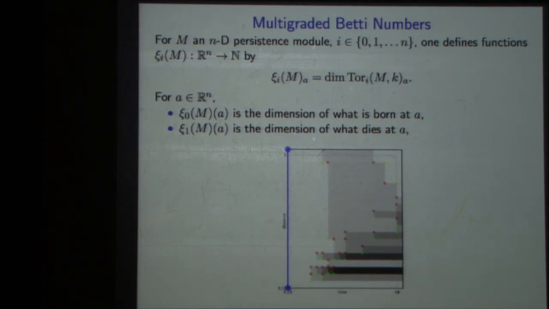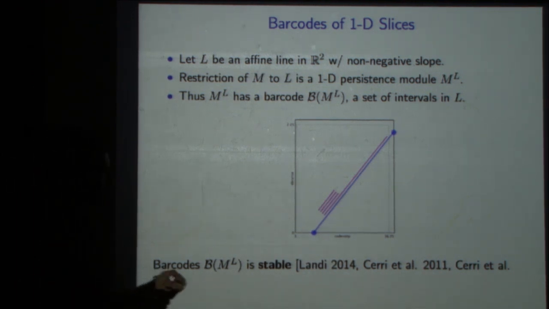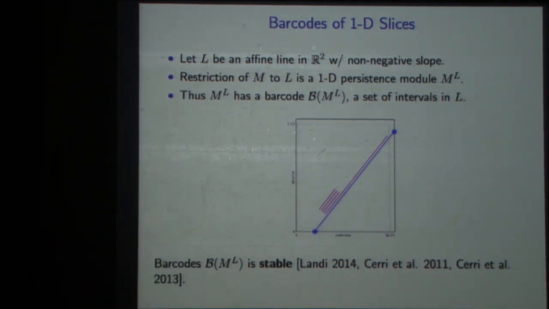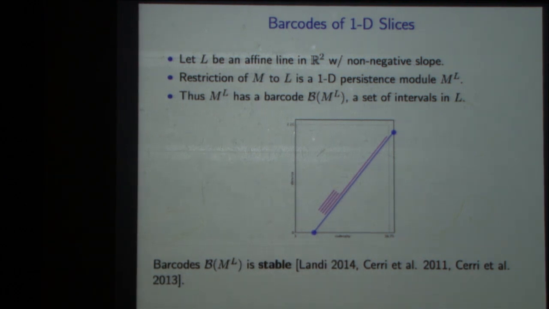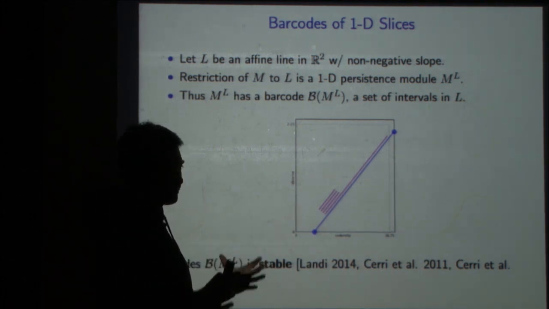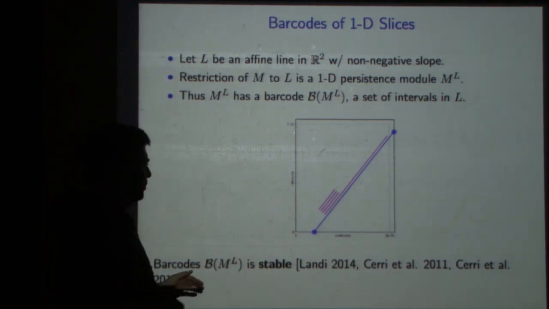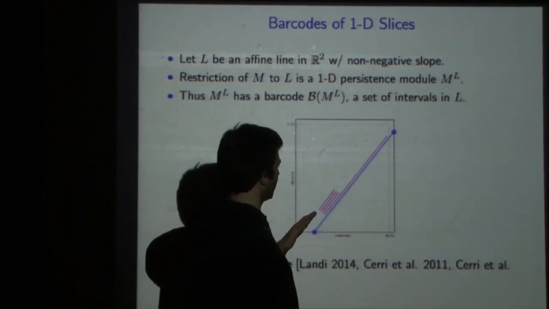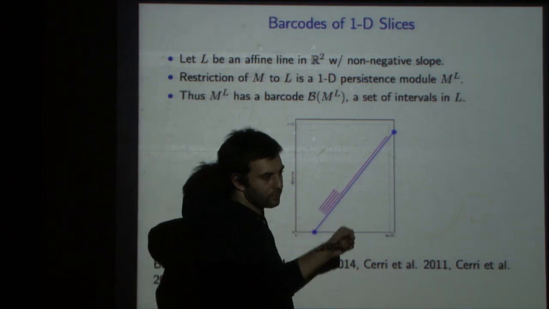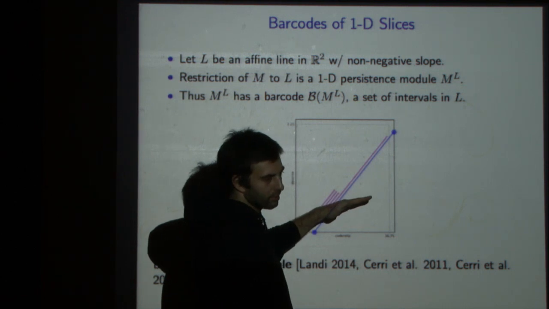So for what I would call external stability, with respect to change in the module, this is going to be true with respect to, for example, the interleaving distance. So if the modules are epsilon-interleaved, that's some notion of them being close, then that's going to control the distance between the barcodes. You're going to have some Lipschitz stability, but that stability will depend on how this line is sloped.